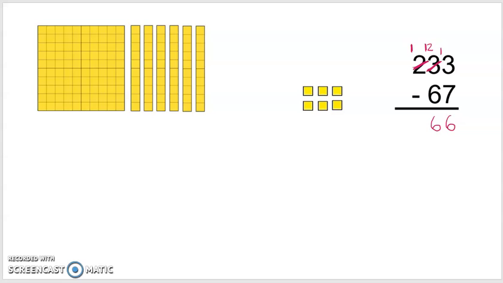All right. So when I take away those 6 longs from the 12 longs, I'm left with 6 longs and 1 flat. So I've got 1 flat. I've got 6 longs. And I've got 6 units. There's nothing more to take away, so you have 1 flat remaining, and that's why they say you bring it down, because that's what's remaining. So, via base 10 blocks, 233 minus 67 equals 166.